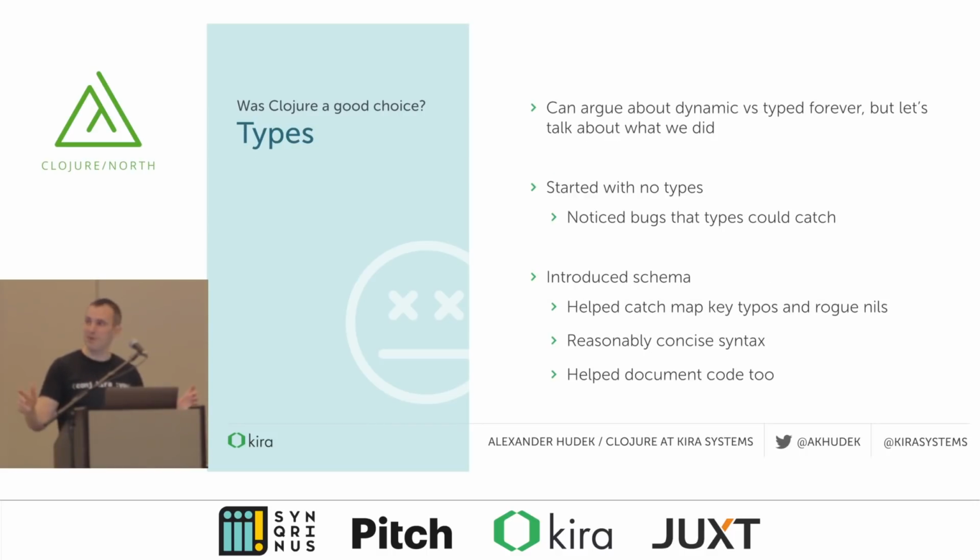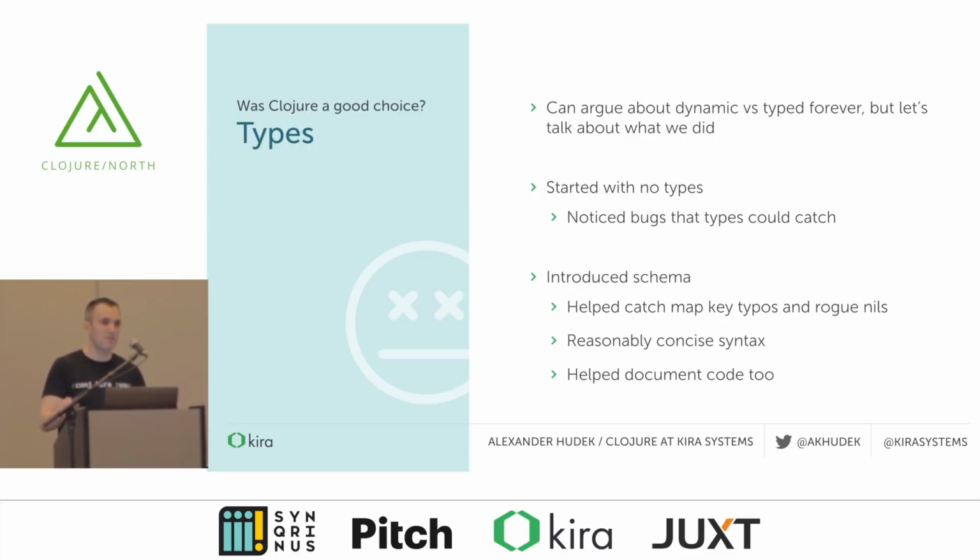And then finally, I mentioned schema. So types, we can argue about dynamic versus typed languages basically forever, but I'm just going to talk about what we did. We started with no types, and that was fine. But we noticed some bugs here and there that could have been caught if we actually had types. In particular, for some of our maps that would go into message queues or whatnot, things like a typo in a keyword would not be detected as quickly as it could be.